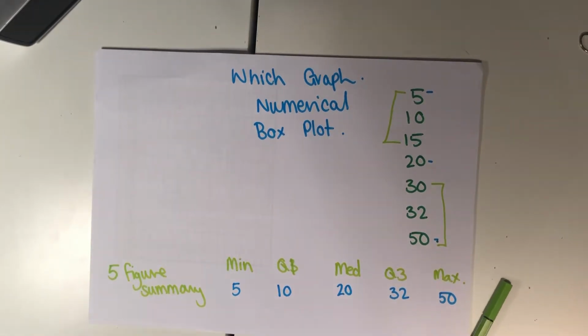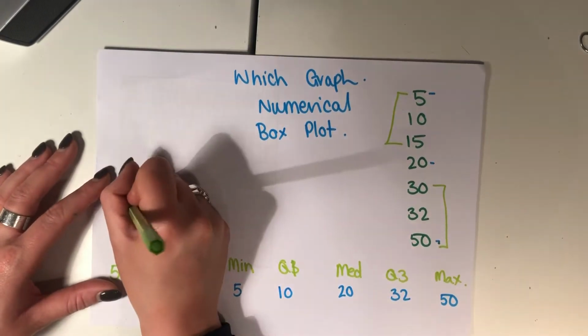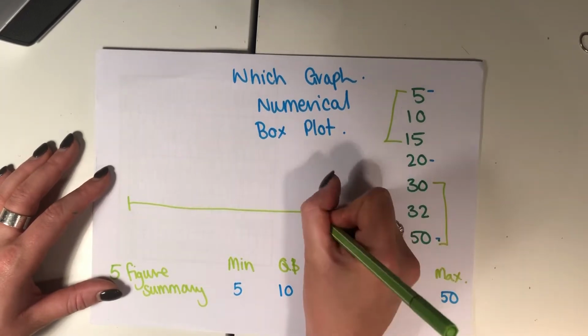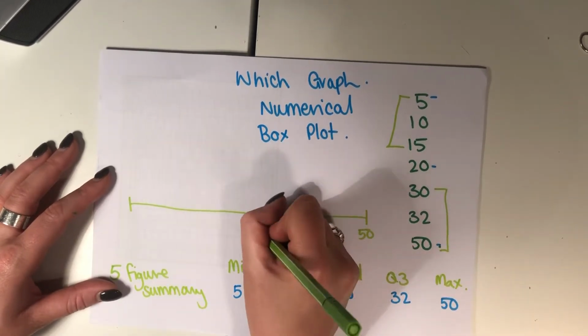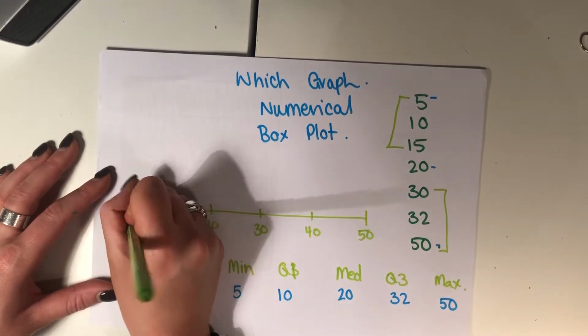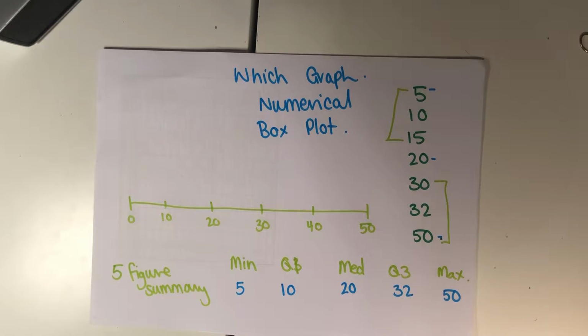You'll set up a nice ruled scale. It'll be 50, 40, 30, 20, 10, 0. These values basically form your box and your whiskers.